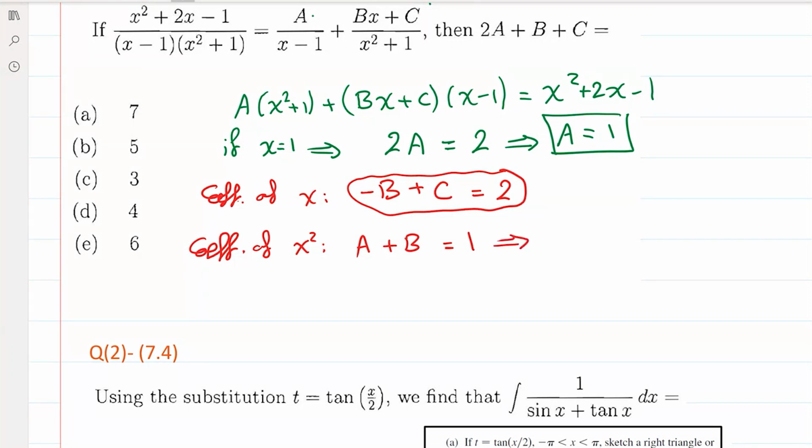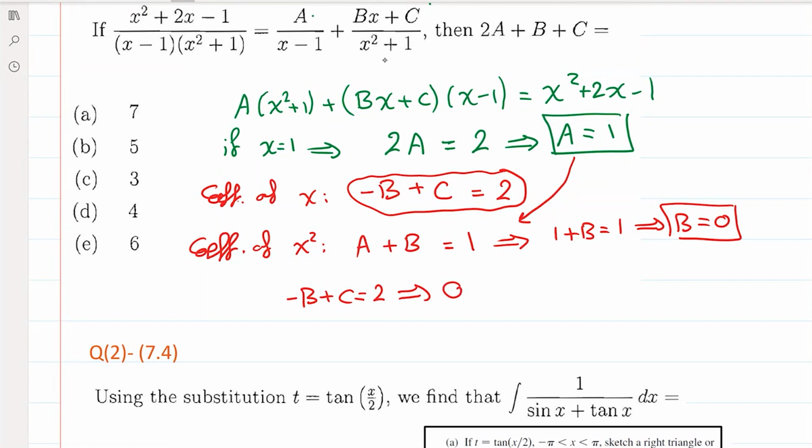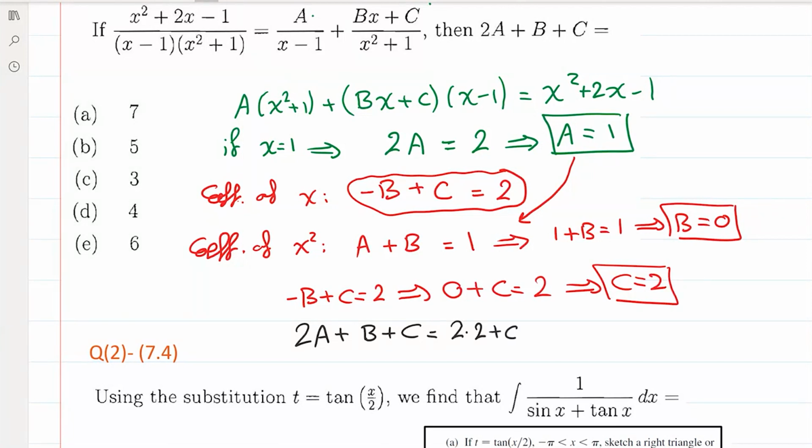Exactly. Now you can substitute this value here. 1 plus b equals 1. So what's the value of b? 0. B is 0. Okay, so b will be 0 in this case. Now if b equals 0, from this equation, minus b plus c equals 2, substitute 0 for b, that means c will be what? C will be 2. Now in the question we need to evaluate what? You need to evaluate 2a plus b plus c, and this is equal to what? 2 times 2 plus 0 plus 2, and this is equal to 6.